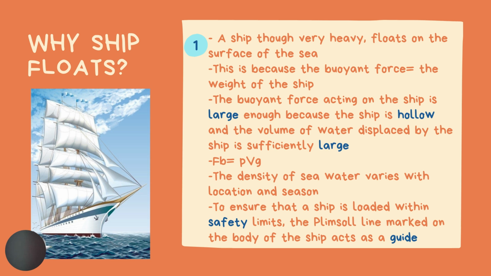And then the basic thing that we have to learn and understand is why do ships float? A ship floats because, although a ship is very heavy, it floats on the surface of the sea. This is because the buoyant force is equal to the weight of the ship. The buoyant force acting on the ship is large enough because the ship is hollow and the volume of water displaced by the ship is sufficiently large.